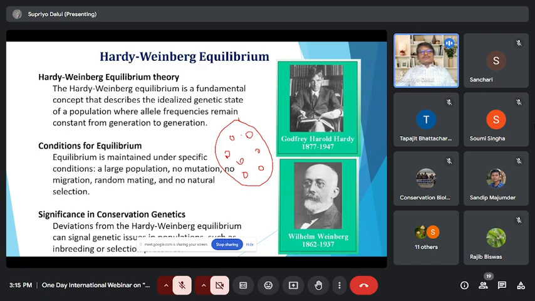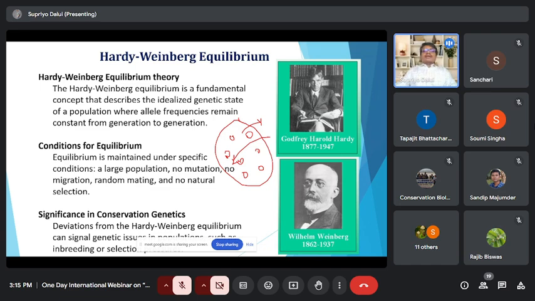What kind of external forces are they mentioning? There should be no mutation, so all the individuals will not go through any kind of mutation. Then there would be no migration, so no outward migration from this population and no inward migration towards this population, because if migration happens, then the population demography will change.